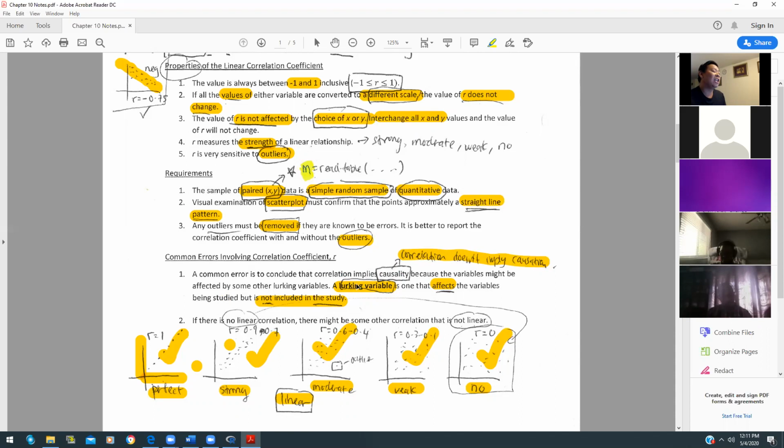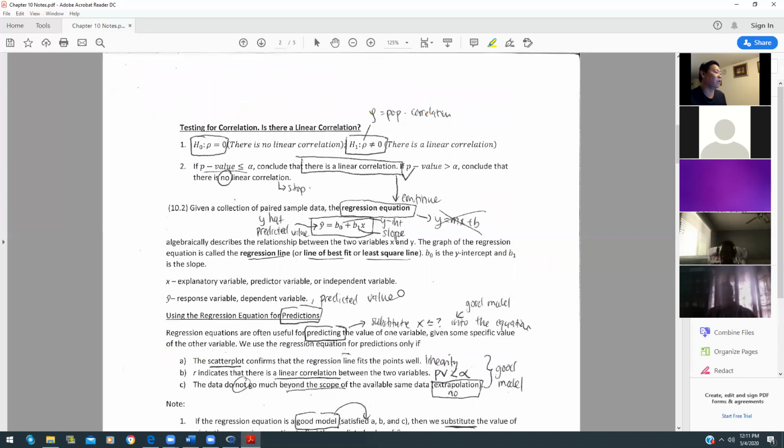Those are what we call lurking variables. Lurking variables are those that we did not include in the study, but they will affect the other variables. Okay, so that is called the correlation here.